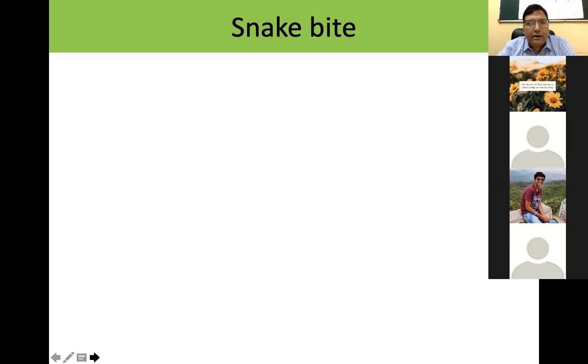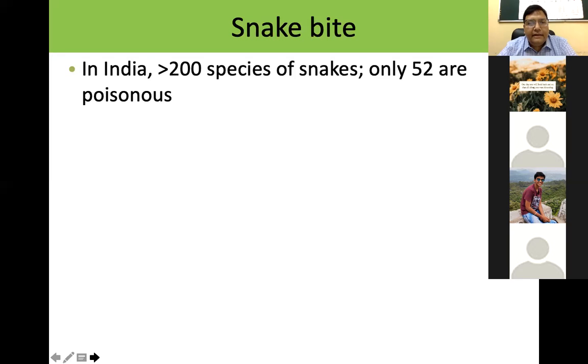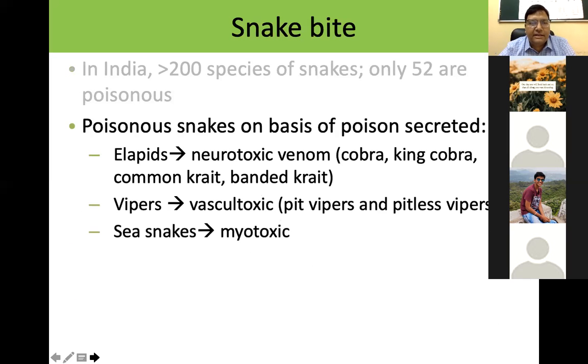The next part is that of snake bite. In India, there are around 200 species of snakes, and only 52 of these species are poisonous. The poisonous snakes have been classified based on the venom or the poison they secrete. They have been classified as elapids, vipers, and sea snakes. Elapids produce neurotoxic venoms. Vipers produce vasculotoxic, and sea snakes produce myotoxic poisons.